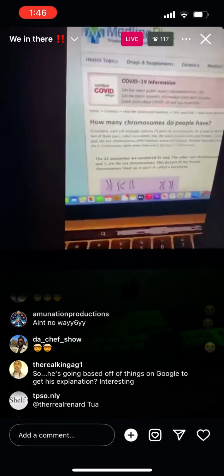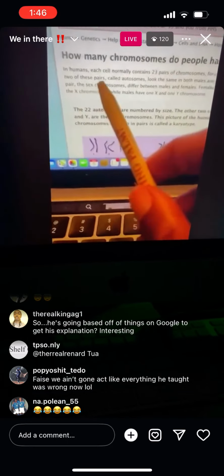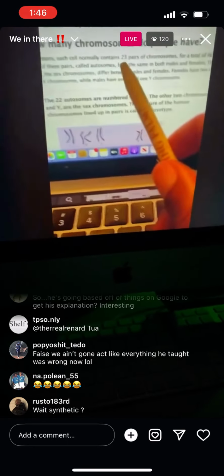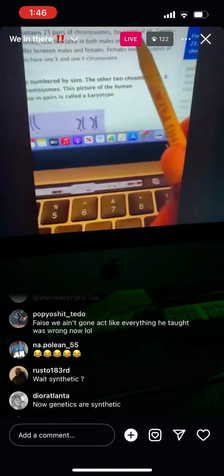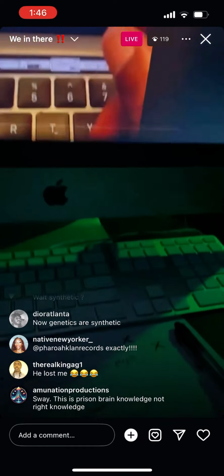Let's go to chromosomes for a second. How many chromosomes do people have? In humans, each cell normally contains 23 pairs of chromosomes for a total of 46. 22 of these pairs, called autosomes, look the same.